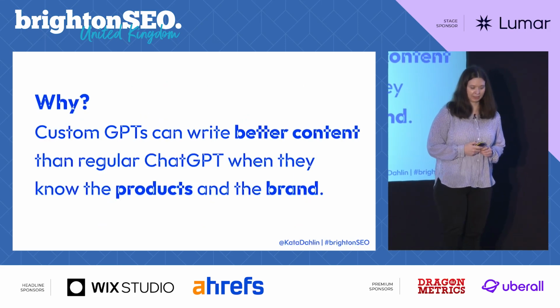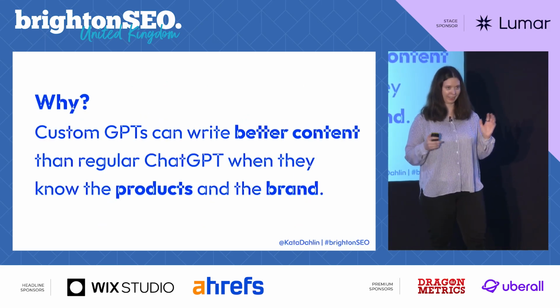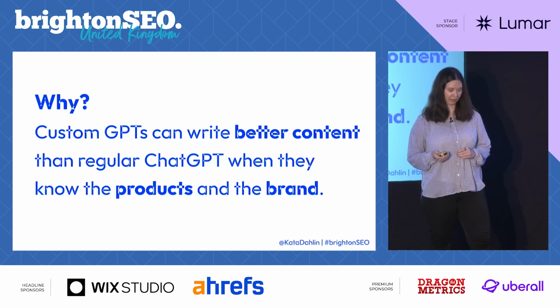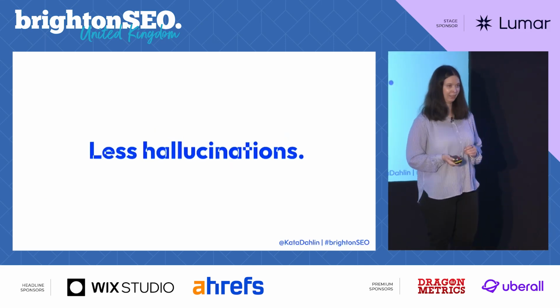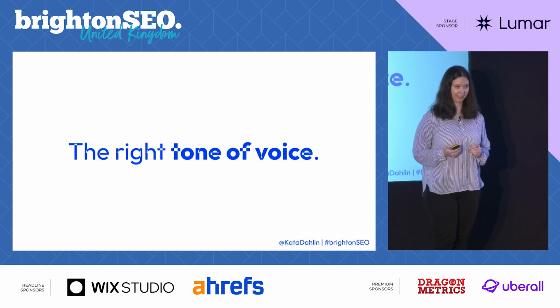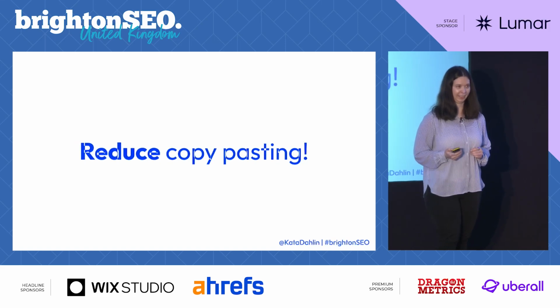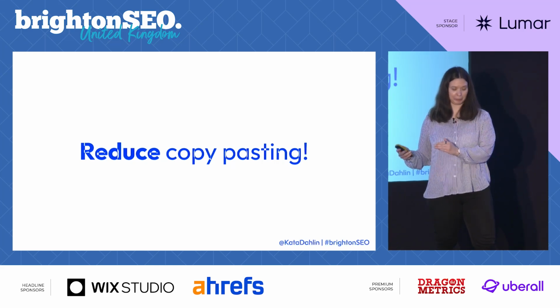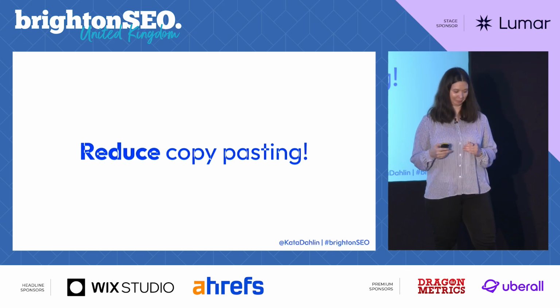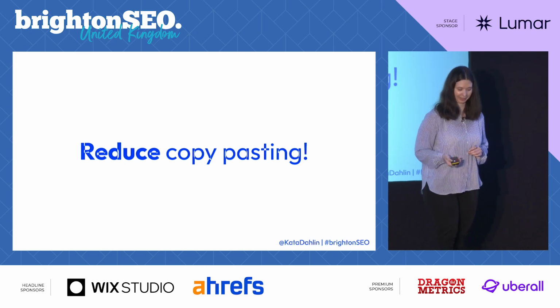And why did I do this? So that when I teach the custom GPTs about a brand with my own data that I scraped, it can write better content than the regular ChatGPT, where it knows about the product and the brand. I get fewer hallucinations. I get the right tone of voice. And I can reduce copy-pasting, when I don't have to go to the brand website, find the info about the product, copy-paste it, and write the text myself.